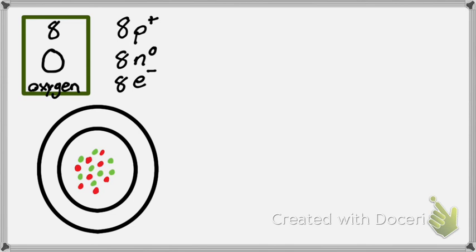So we have 8 electrons, so how this is going to play out is going to be that we're going to get 2 electrons on this first ring, and then we are going to get 6 electrons on this outer ring right here. So it is going to look kind of like this. So this is going to be a normal oxygen atom.